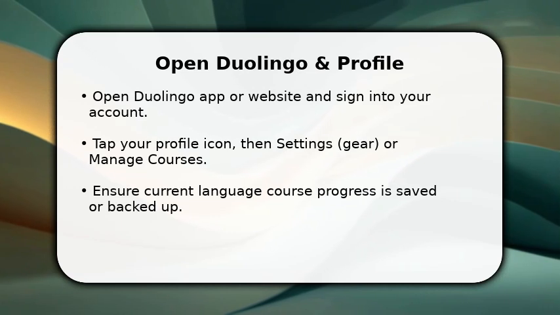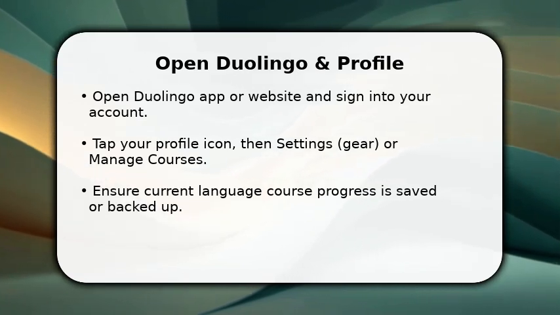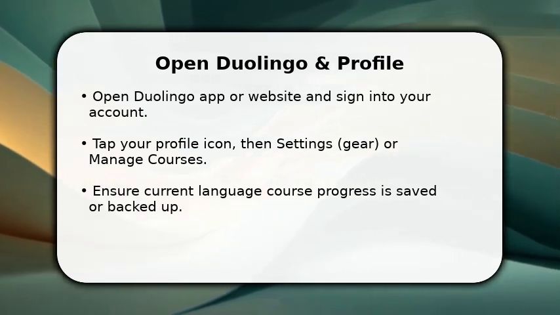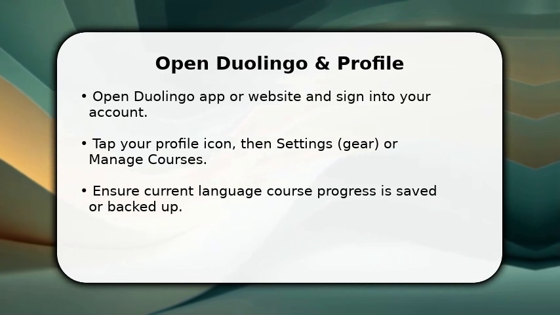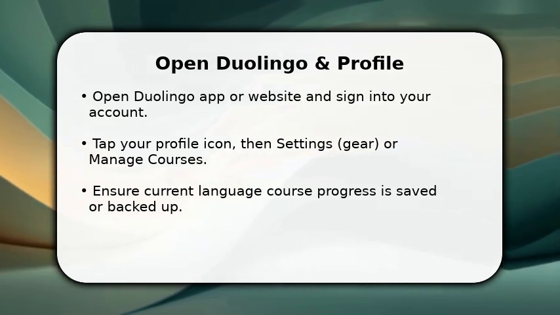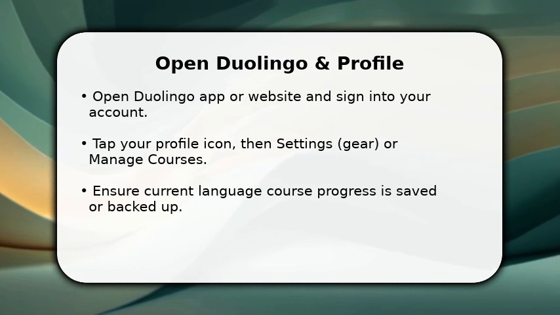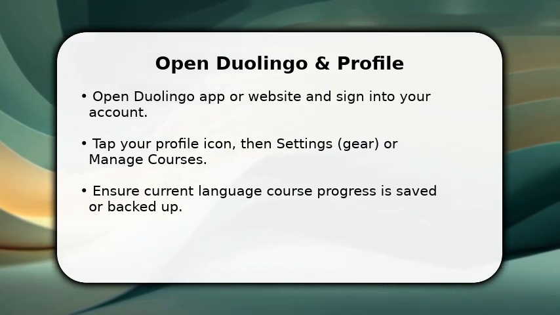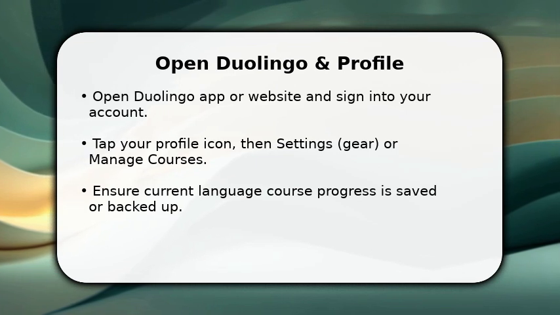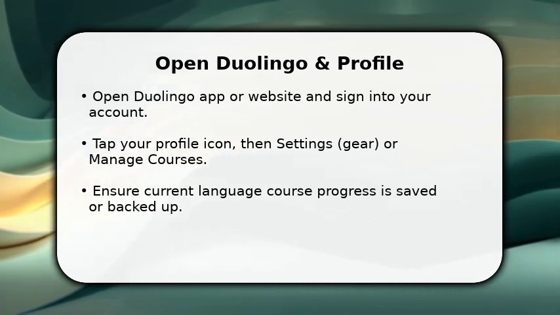You'll start by opening Duolingo and signing in. That ensures the app knows who you are. Once logged in, tap your profile icon and go to Settings or Manage Courses so you can add a new path. Make sure your existing course progress is saved. Duolingo usually syncs automatically, but check for confirmation.